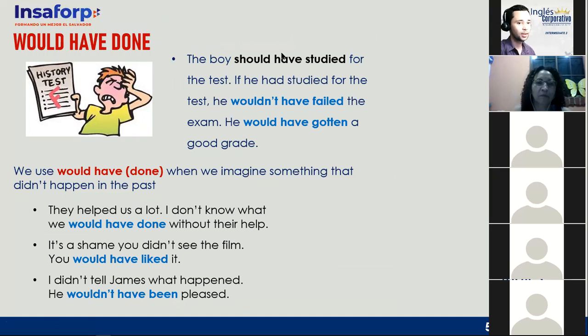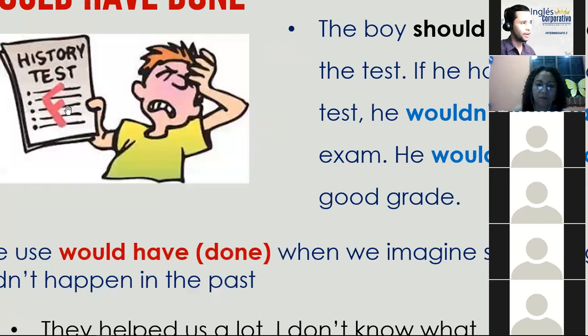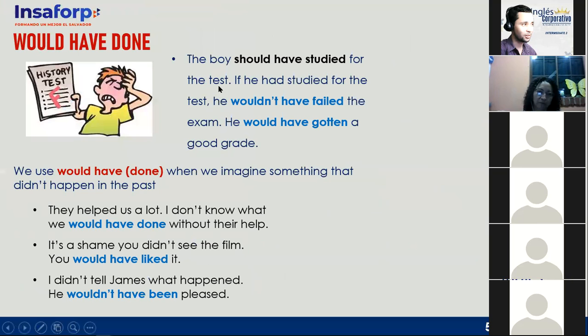Take a look. The boy should have studied for the test. Look, in the history test, he got an F. An F is a terrible grade. That means fail. O sea que lo dejó. So the boy should have studied for the test. If he had studied for the test, si él hubiera estudiado, he wouldn't have failed the exam. He would have gotten a good grade. Él no habría aplazado el examen. Se habría sacado una buena nota.